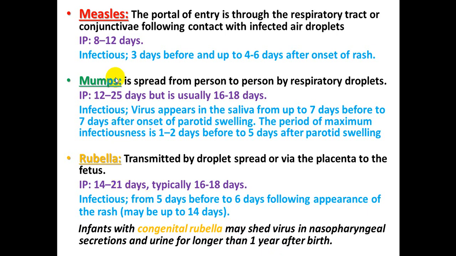So this is very important, the infectivity period, in which the patient can transmit the disease to others. It ranges from 3 days before and 4 to 6 days after the onset of the rash in a case of measles. In mumps, it is 7 days before and 7 days after the onset of the parotid swelling, and in rubella, it is 5 days before and 6 days after the appearance of the rash, while in congenital rubella, it may be longer than 1 year after birth.